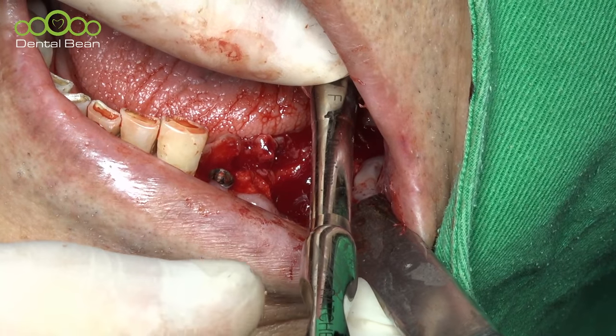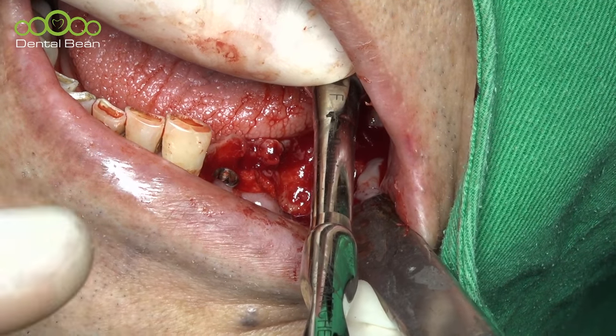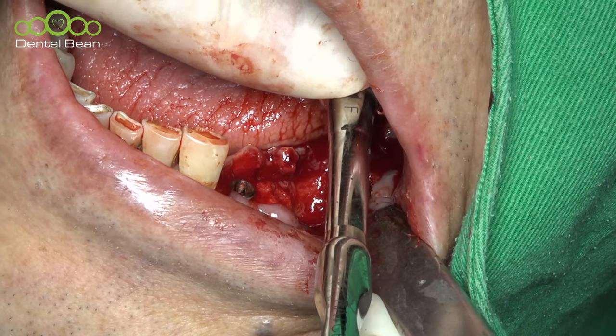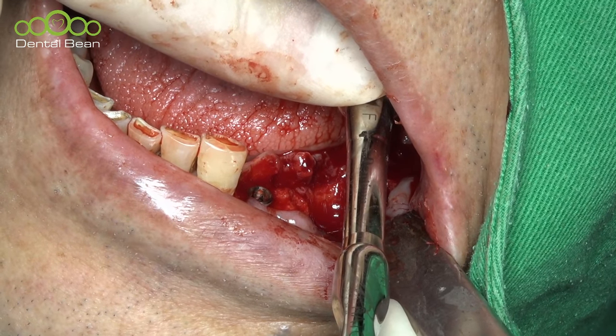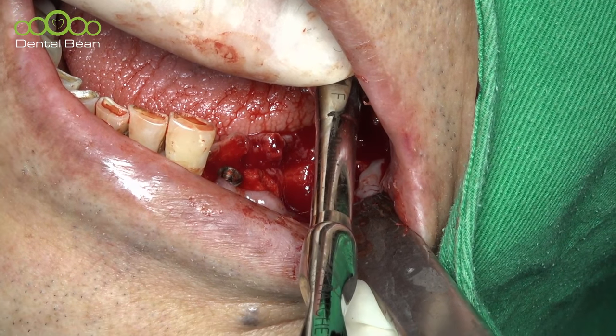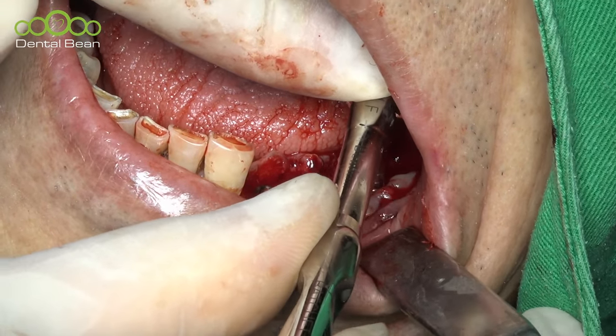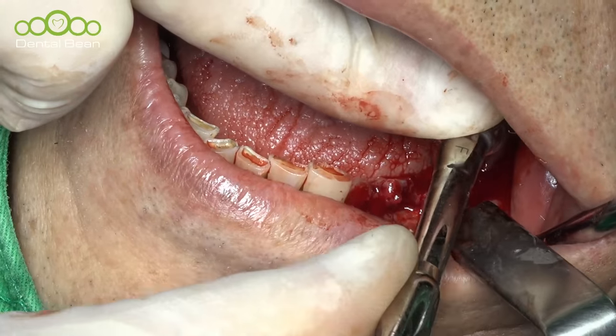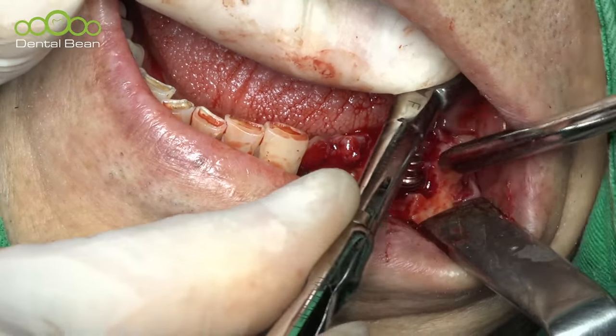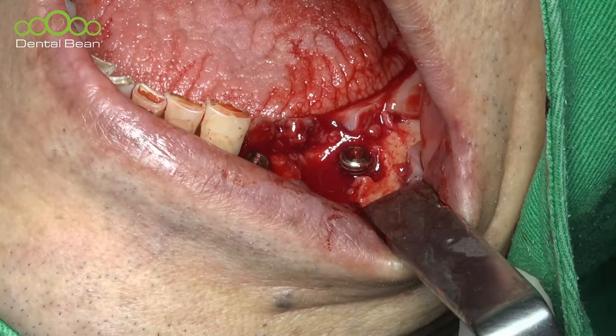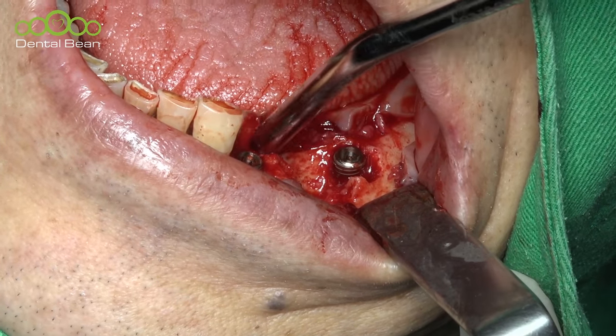But previously, for the external type of the implant, we routinely use the bone tap to make a threading in the bone area. But usually nowadays, for the internal type of the bone level implant, we skip the tapping procedure. Because the external type of the implant and the internal type of bone implant are different.